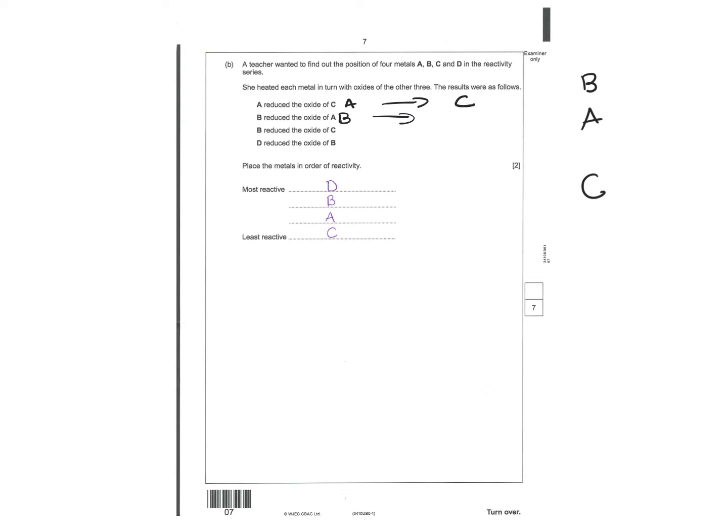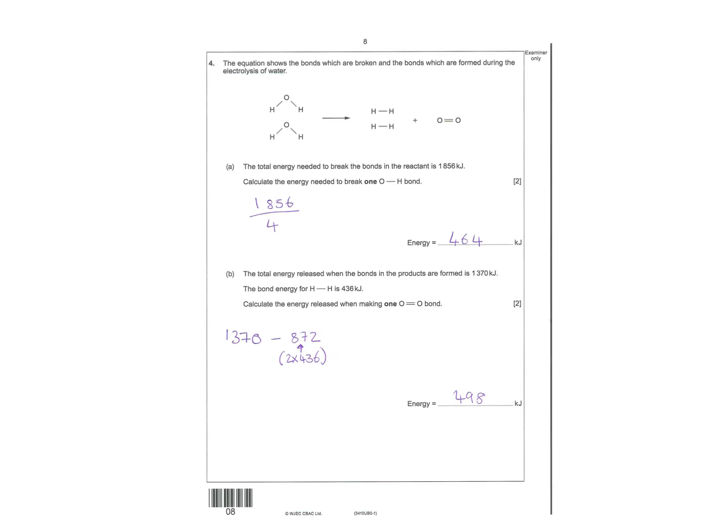Okay, B reduces the oxide of C, which is fine, and then D reduces the oxide of B. Okay, so D is the most reactive. So that's how I came up with it. There's a lot of thinking for 2 marks there.